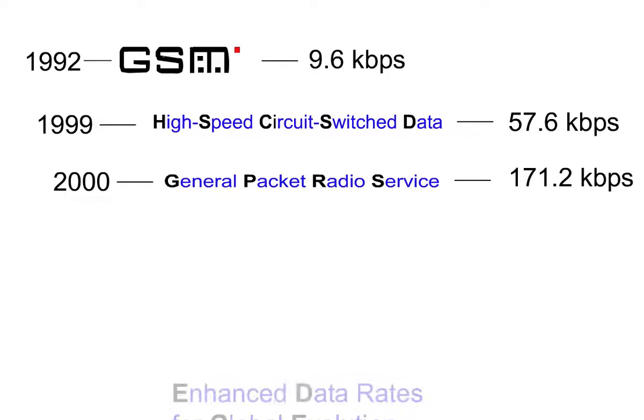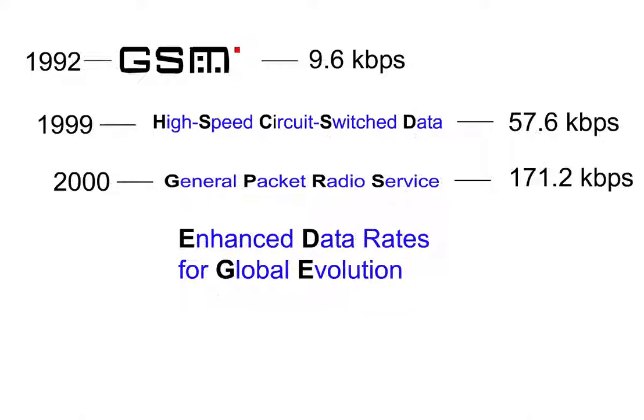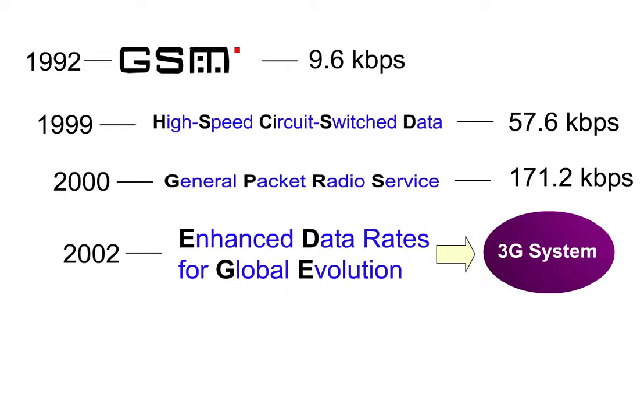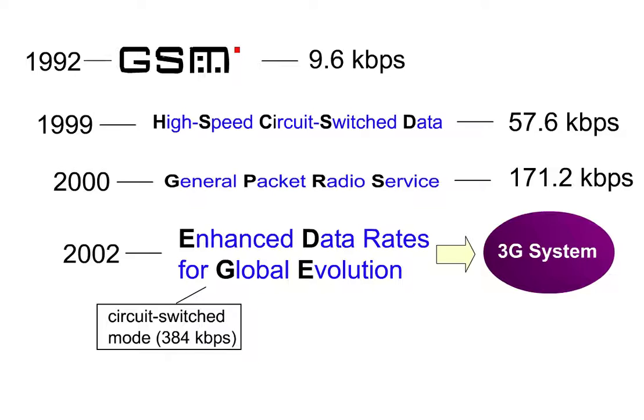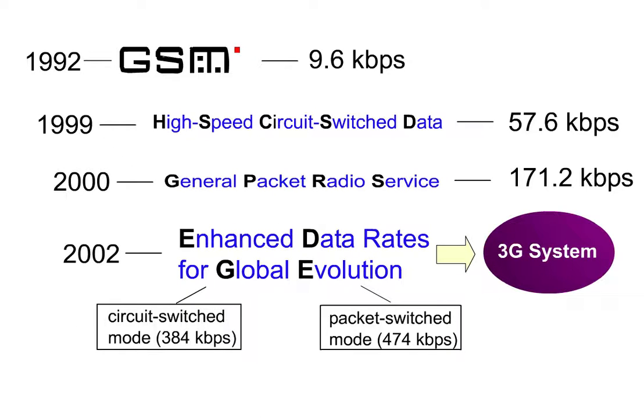Enhanced data rates for global evolution, or EDGE, is the migration step towards 3G systems, providing 384 kilobits per second in circuit-switched mode and 474 kilobits per second in packet-switched mode, and hence true personal mobile multimedia.